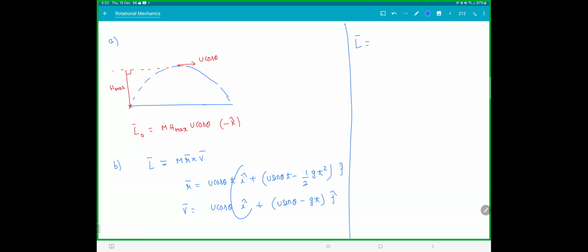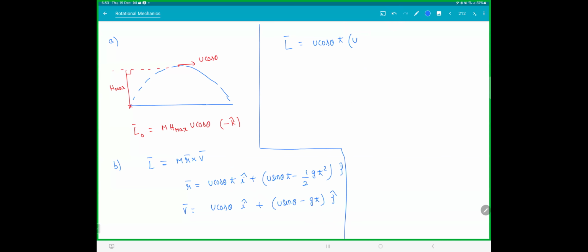So when you do cross product, i cross i is 0, j cross j is 0. So basically, you have to do i cross j and j cross i. So we get L bar is equal to u cos theta t into u sin theta minus g t, and i cross j is k cap, plus, when you multiply j cross i, this will be u sin theta t minus half g t square into u cos theta. j cross i is minus k cap. So there, simplify.